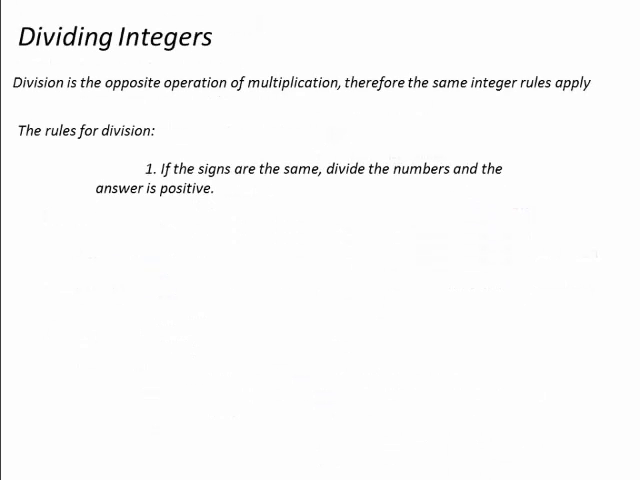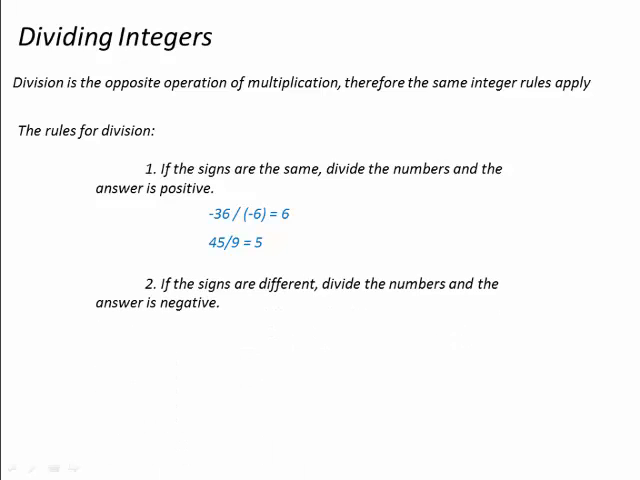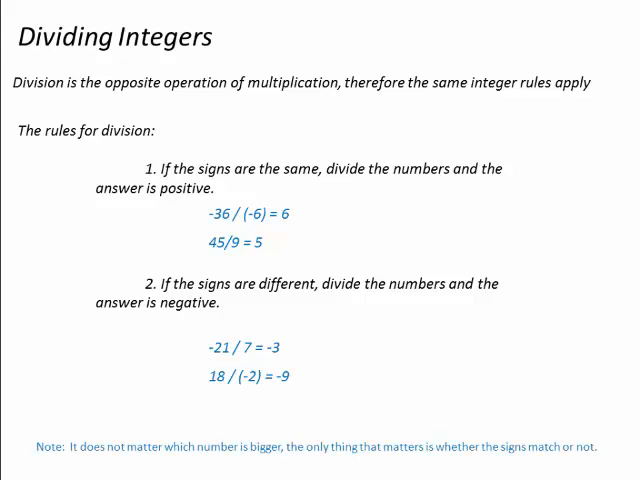Dividing is the same rules. If the signs are the same, divide and the answer is positive. Negative divided by negative is positive. Positive divided by positive is positive. And if the signs are different, divide and the answer will be negative. Negative divided by positive or positive divided by negative give you a negative. Again, it doesn't matter which is bigger, only if the signs match or not.